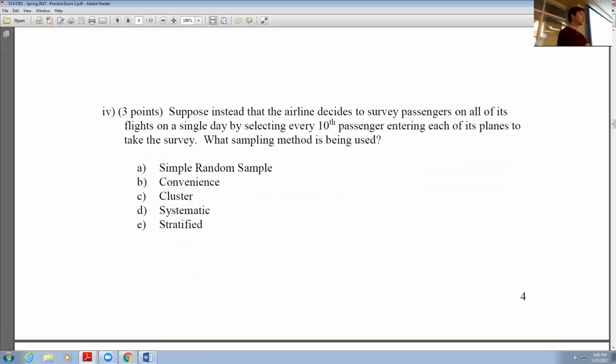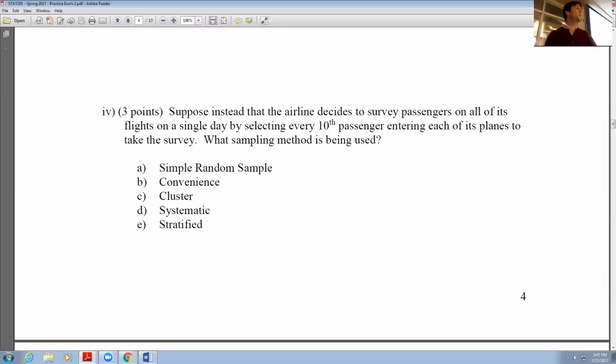So suppose instead that the airline decides to survey passengers on all of its flights on a single day by just selecting every 10th passenger entering each of its planes to take the survey. What are we using right here? Systematic. And systematic does include with it that you would choose a random starting point. That isn't always mentioned because sometimes it's hard to figure out what a random starting point is, but we would choose systematic here because we're going to choose every 10th, and that's a hallmark of it.